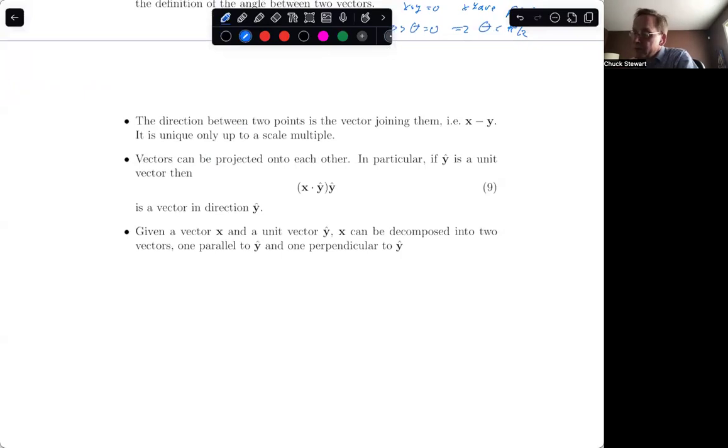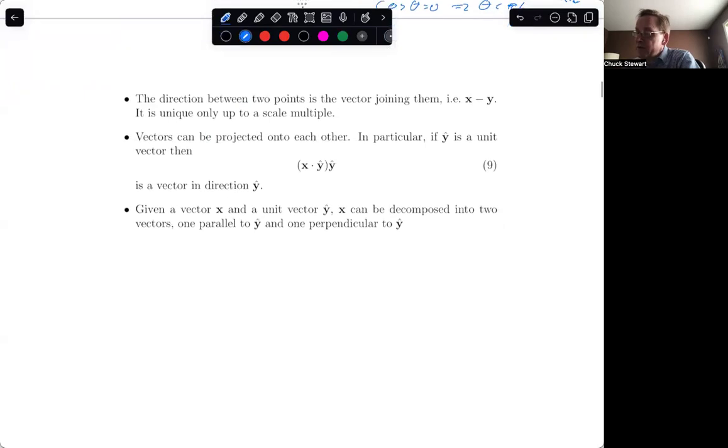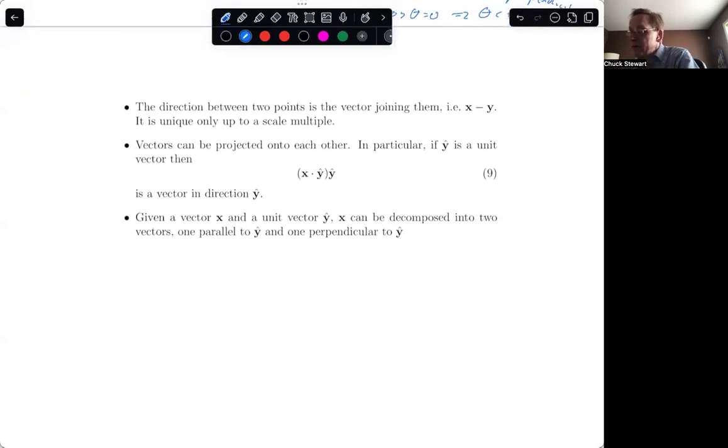So here's an important concept that we will make use of, and it's central to some advanced neural network algorithms we'll talk about, like transformers. Vectors can be projected onto each other. In particular, if y is a unit vector, then x dot y hat times y hat is the projection of x onto y hat. So let's take a look at what that means.